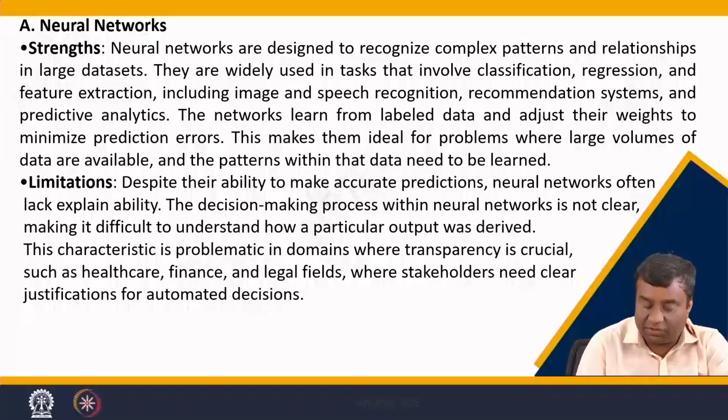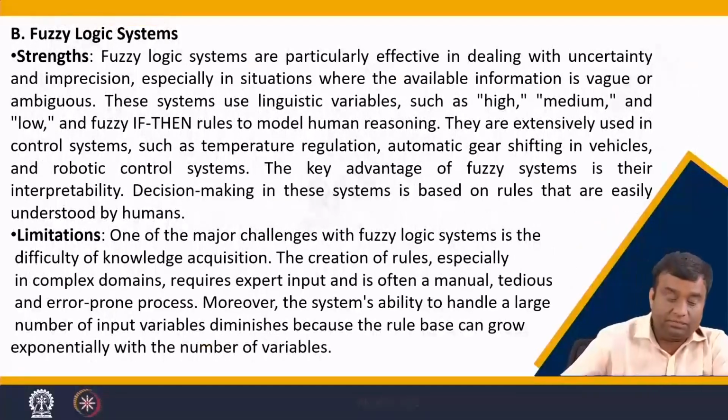Limitations. Despite their ability to make accurate predictions, neural networks often lack explainability. The decision-making process within neural networks is not clear, making it difficult to understand how a particular output was derived. This characteristic is problematic in domains where transparency is crucial, such as healthcare, finance, and legal fields, where stakeholders need clear justification for automated decisions.